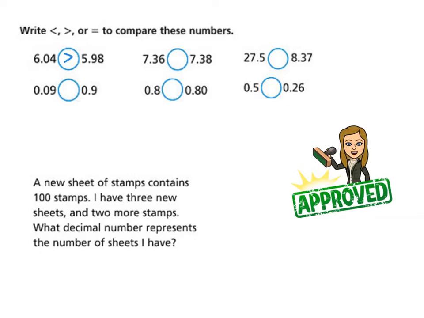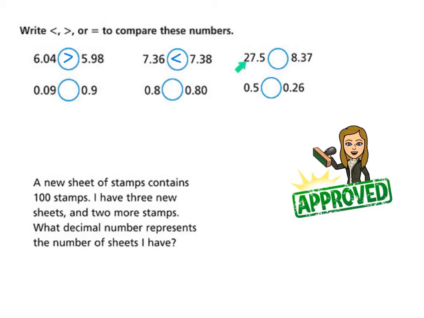The next one, I see 7 and 36 hundredths compared to 7 and 38 hundredths. So right away, I notice that their whole numbers match. So then I have to look at the tenths place, the dimes. Those also match. We have 3 and 3. So then we look at the hundredths place, where we look at our pennies. So 6 versus 8. Well, they matched up until that last part. 8 is more than 6. So that makes 7 and 38 hundredths greater.